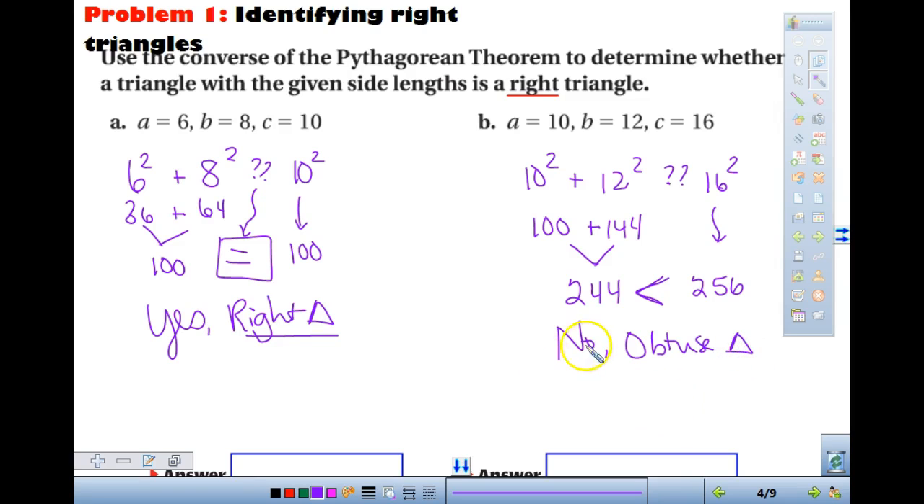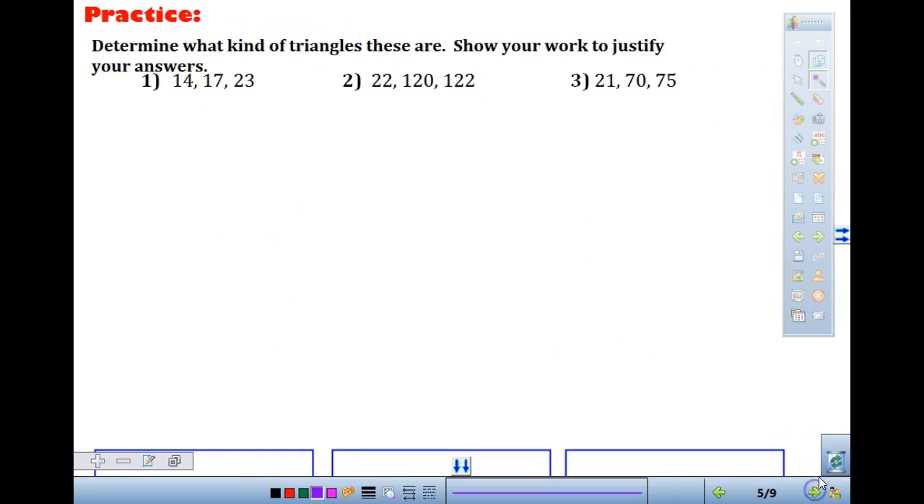Okay? That's what you're going to be doing. Same kind of thing, applying it, okay? So, as you look at these, it says, determine what kind of triangle. Show your work to justify. So what I want you to do is take those calculators out, because when you do this in your homework too, they may give you some ugly numbers like these, 14 squared plus 17 squared. The question is, does it equal 23 squared? If you don't have calculators, start bringing it. Yes, and bring it every day.